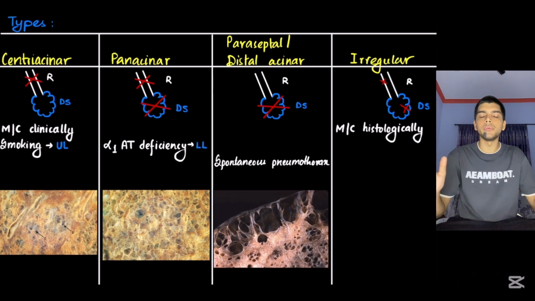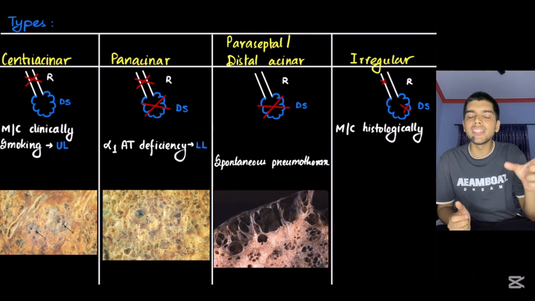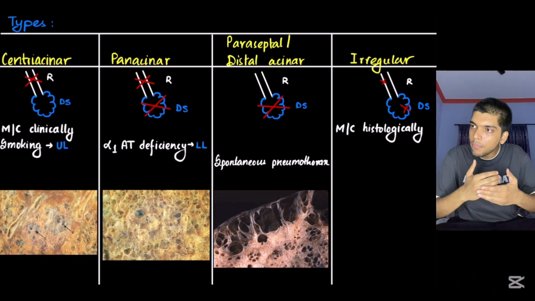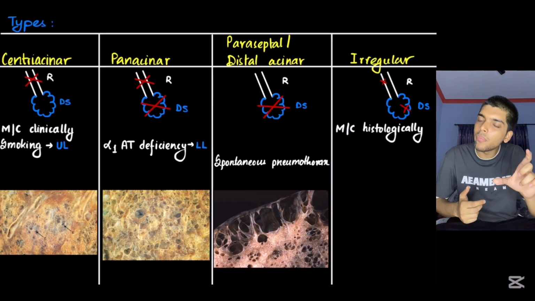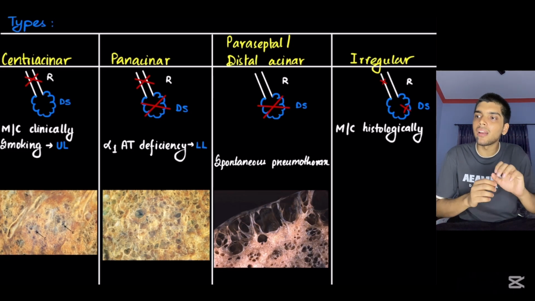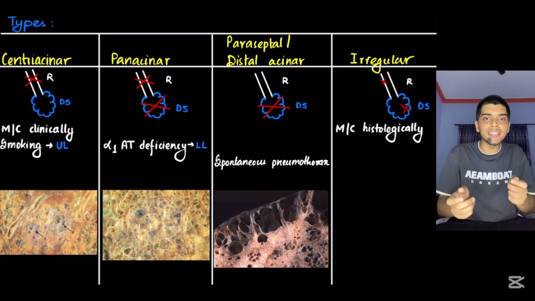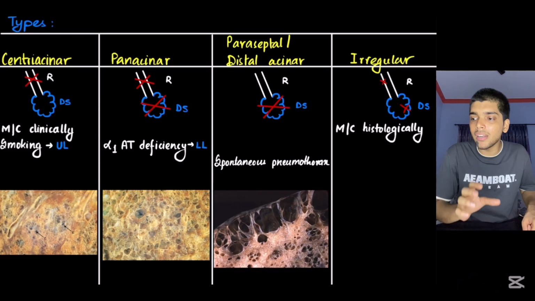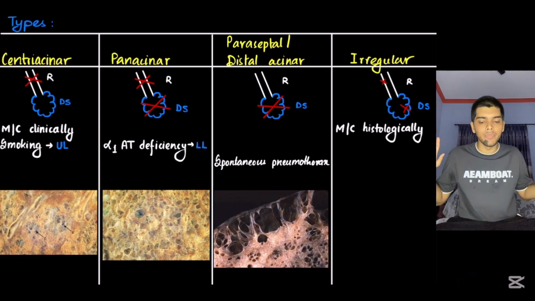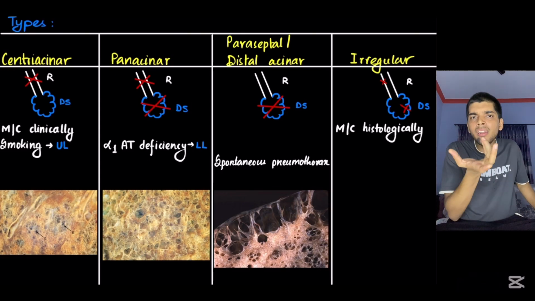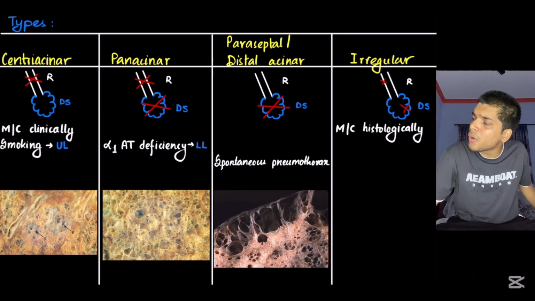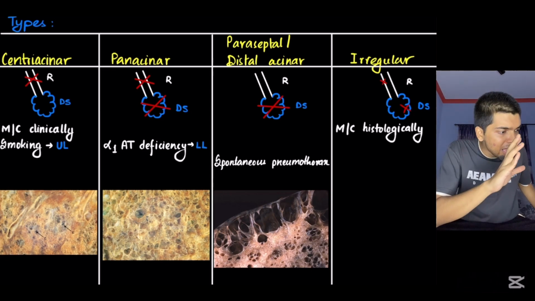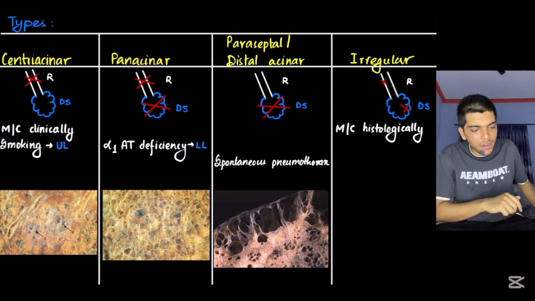Alright, one last revision. Centri acinar: the central part of the respiratory bronchiole is affected, the duct and sac are spared. Pan acinar: the complete acinus, that is respiratory bronchiole, alveolar duct and sac, are affected. Distal acinar: the distal part of the acinus, the alveolar duct and sac, are affected, the respiratory bronchiole is spared. Irregular: there is irregular involvement. Somewhere it's the respiratory bronchiole that is affected, somewhere it is the alveolar duct and sac.